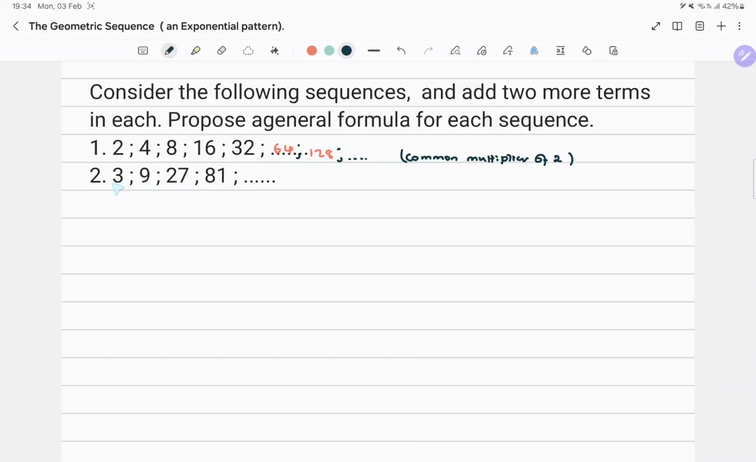Okay, so if we look at the next one, what do we see here? 3, 9, 27, 81. This is 3 by 3, that gives us 9. 9 by 3 gives us 27. 27 by 3 gives us 81. Now, we want to know what is 81 by 3. So, what does that give us? It's 243, right? 243. Let's just check on the calculator. 81 times 3. Yes, it's 243.